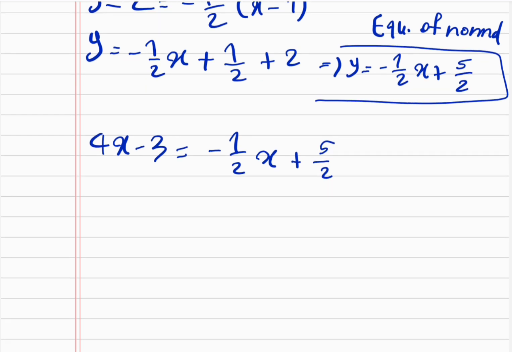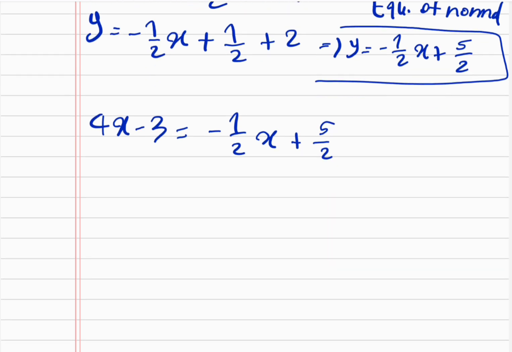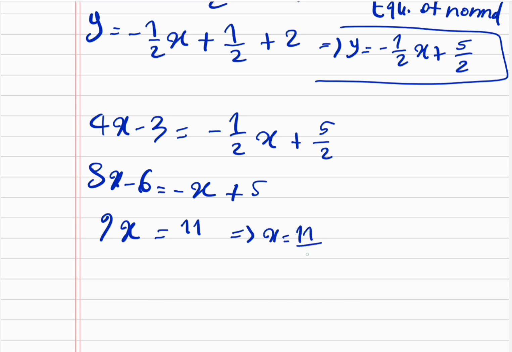Okay, now we just need to solve this equation. I'm going to multiply everything by 2 to get rid of the fractions. 8x minus 6 is equal to minus x plus 5, and then this gives 9x is equal to 11. So x is equal to 11 over 9. This is the x coordinate of the point of intersection.